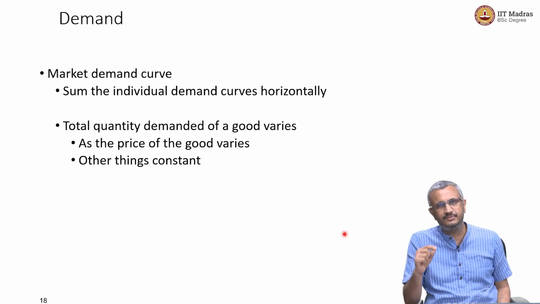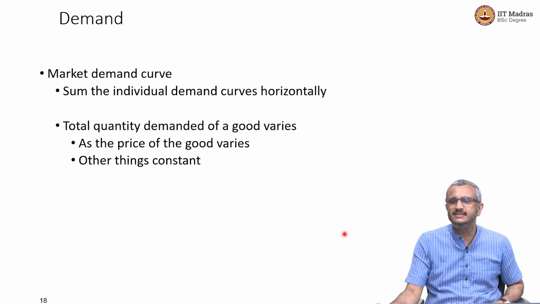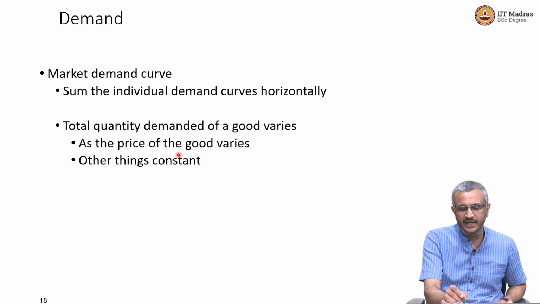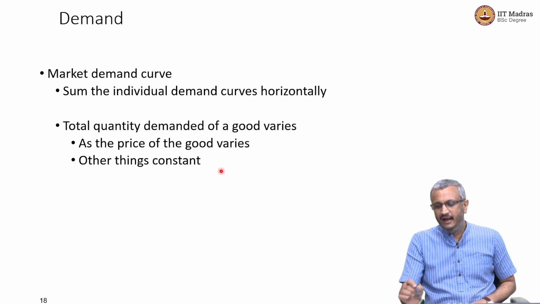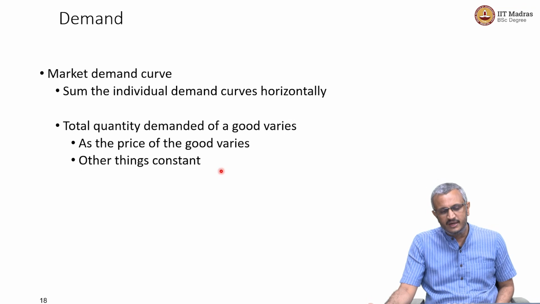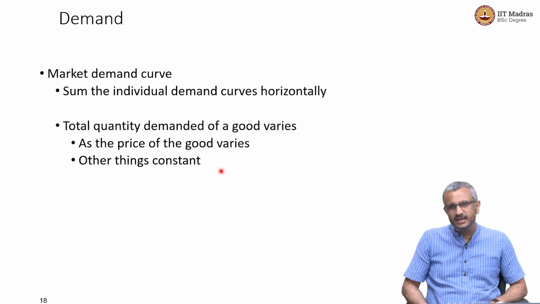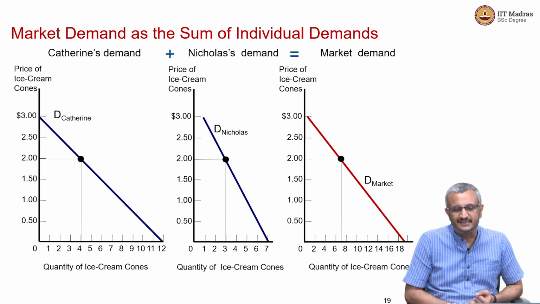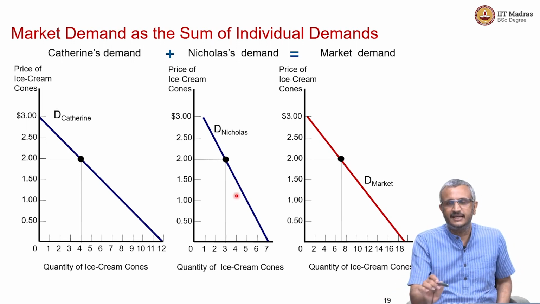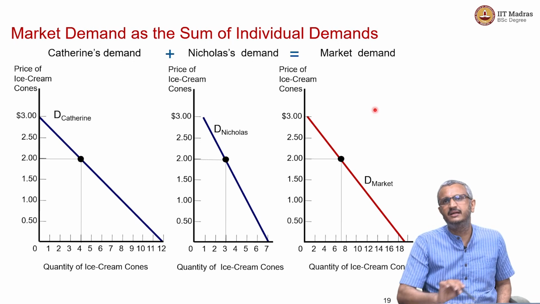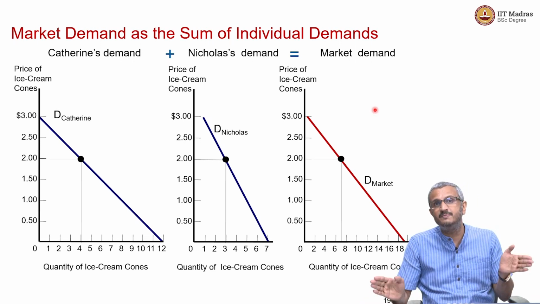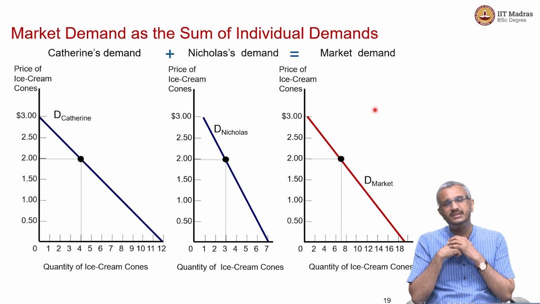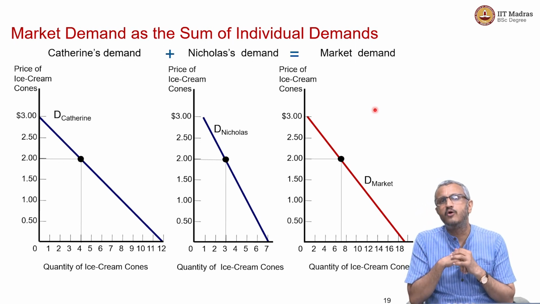What are the other things? We'll come to that. But this other things being constant is very important. Given that all these other things are constant, quantity demanded varies with price. So this is what I was talking about, the market demand curve. This is Catherine's demand, this is Nicola's demand. Catherine's demand plus Nicola's demand is the market demand here, and in this market there are only two people. If there are 20 people, it's a summation of each individual's demand. In this example, what we are showing is the quantity demanded of cone ice creams.